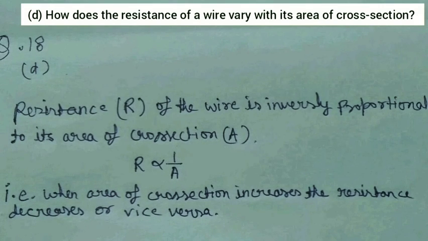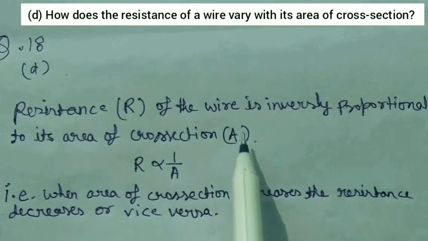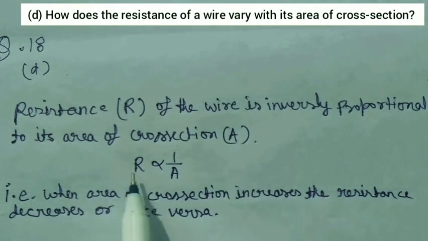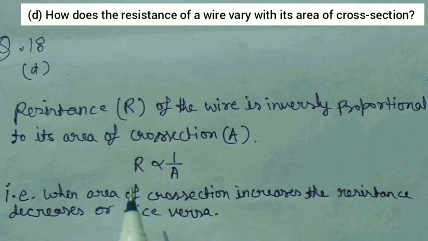Question number 18D. How does the resistance of a wire vary with its area of cross section? Resistance R of the wire is inversely proportional to its area of cross section A. R is directly proportional to 1 by A, that is, when area of cross section increases, the resistance decreases, or vice versa.